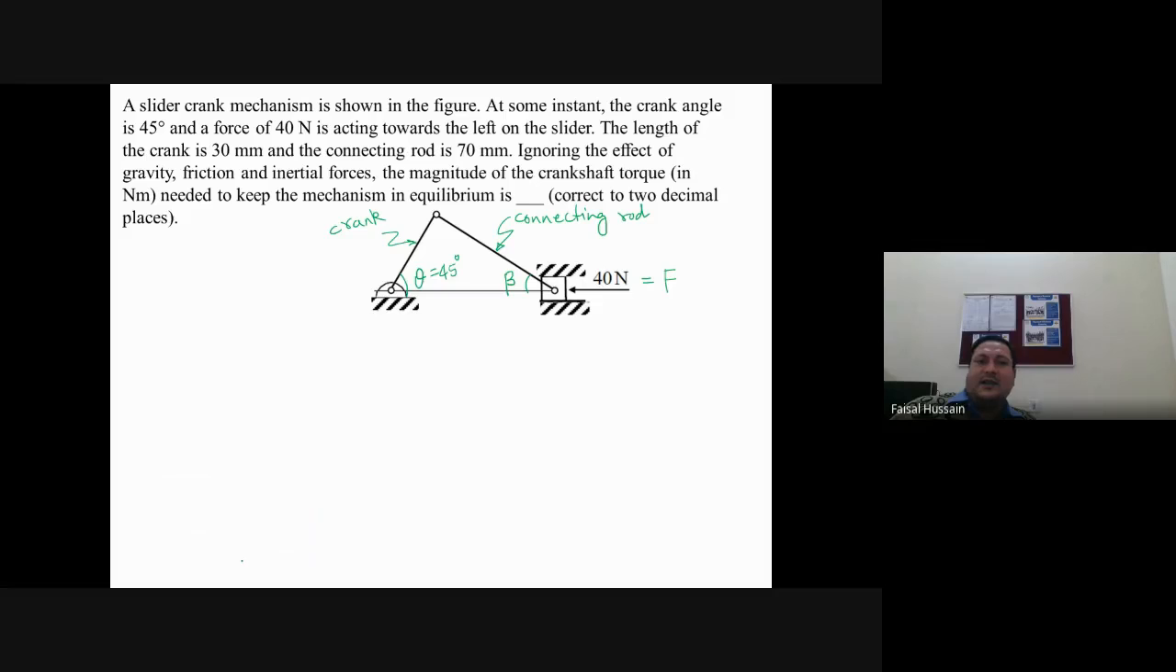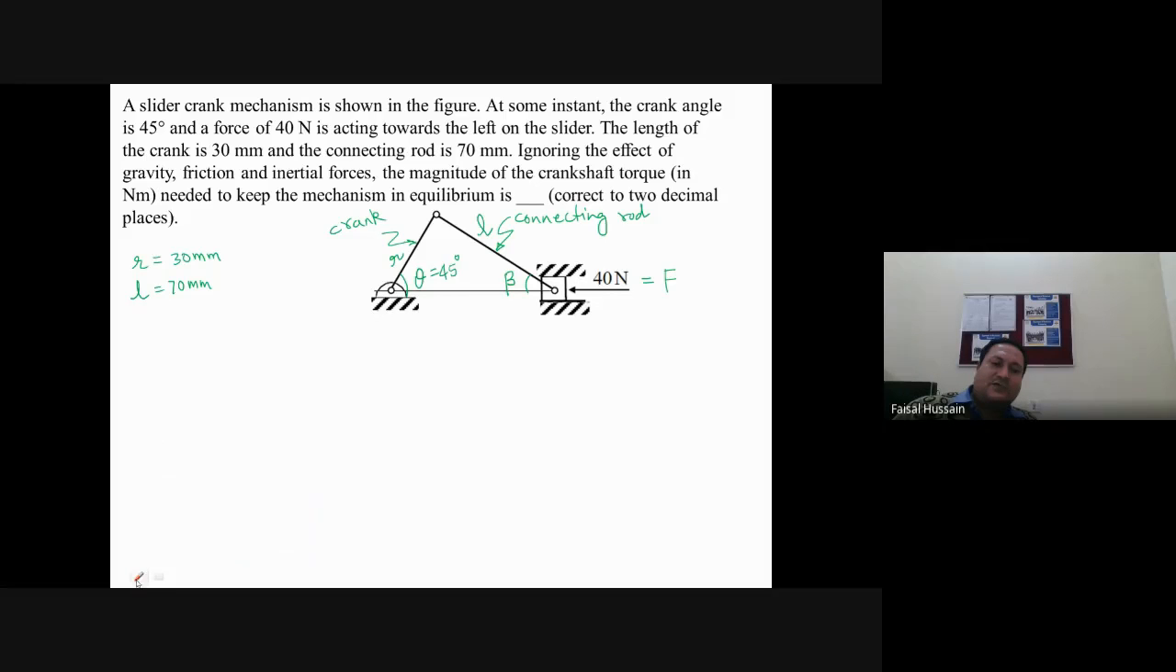Similarly, R is the length of the crank and L is the length of the connecting rod. The length of the crank is 30 mm, and the length of the connecting rod is 70 mm. We have to ignore all gravity, friction and internal forces. And what do we have to do? We have to determine the crankshaft torque.